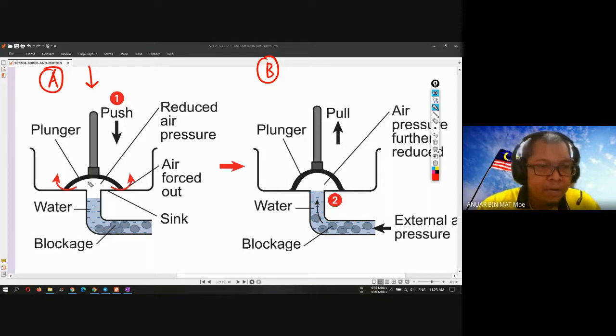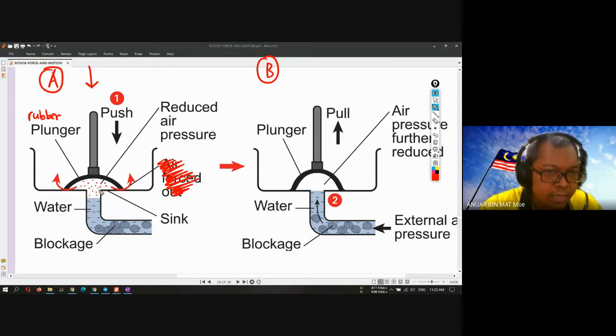And then what happens if the air pressure inside becomes higher? You push, the air is not really forced out. Maybe a little bit will be forced out, because the plunger is made from rubber, right? A rubber plunger. When you push, the air inside becomes compressed, and then the air pressure inside increases.